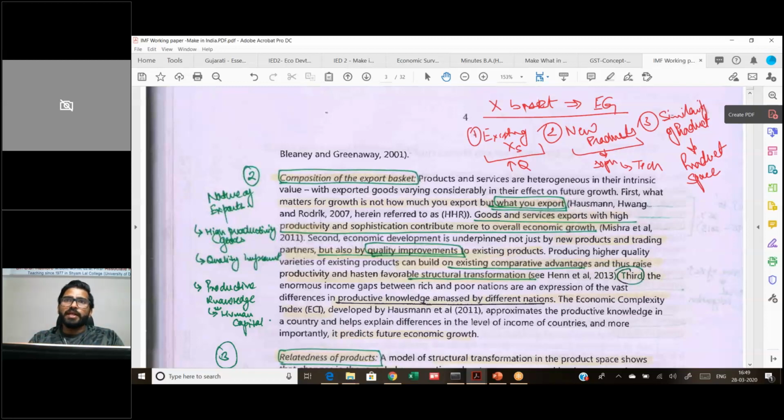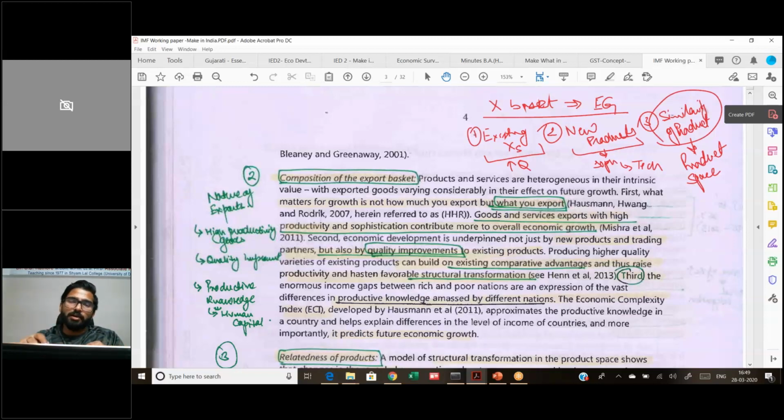However, if you're exporting something like a pineapple, it is a product extremely different from an iPhone or an iWatch. So for a country to transition from exporting agrarian goods to exporting these white goods, these industrial goods, will be extremely difficult. But if you already have similar products in your export basket, then it will be easier. And having similar products in your export basket depends on what kind of economic architecture you have.